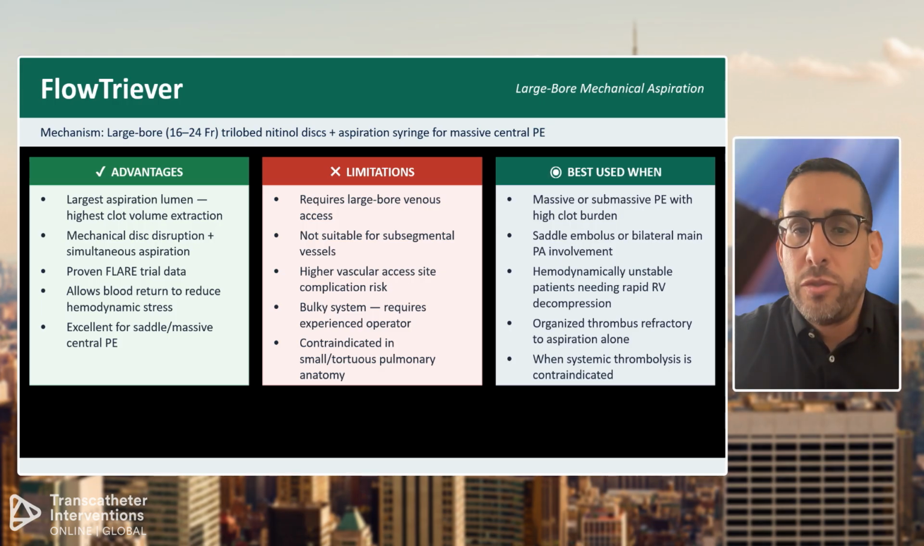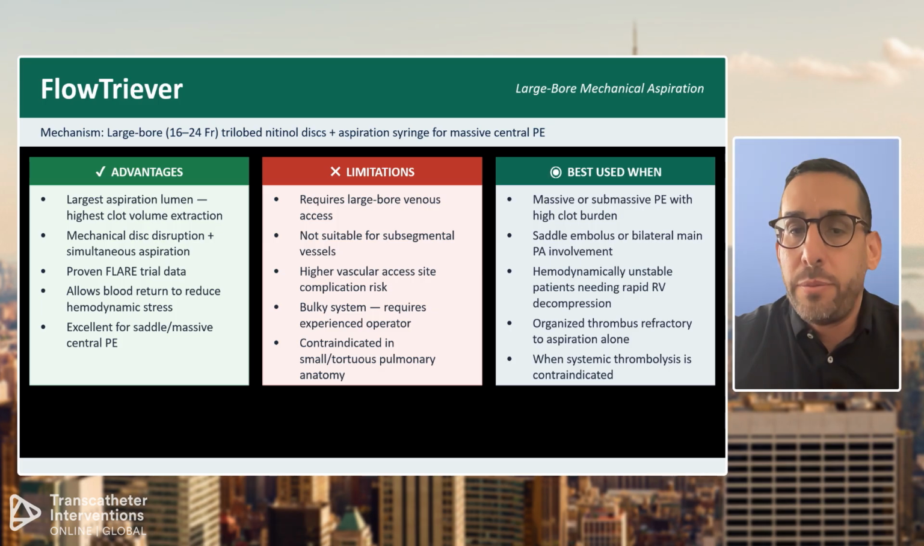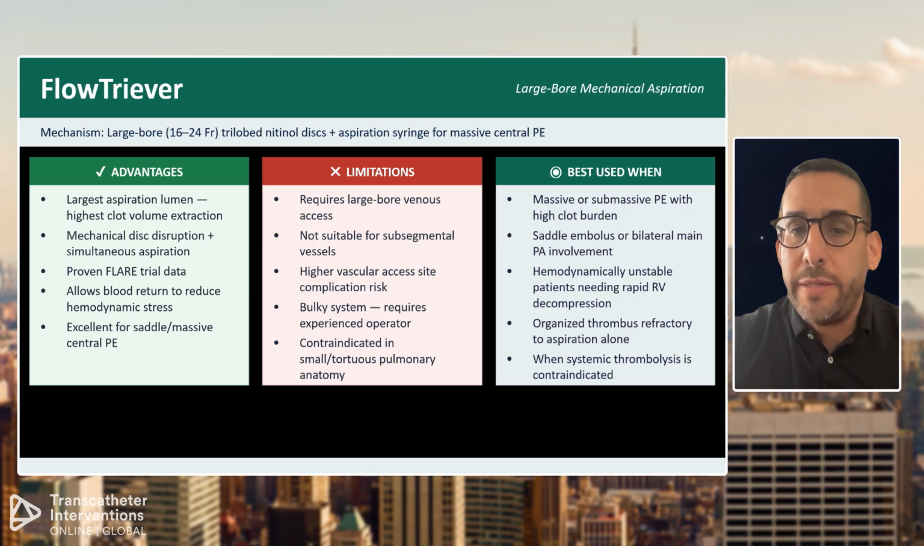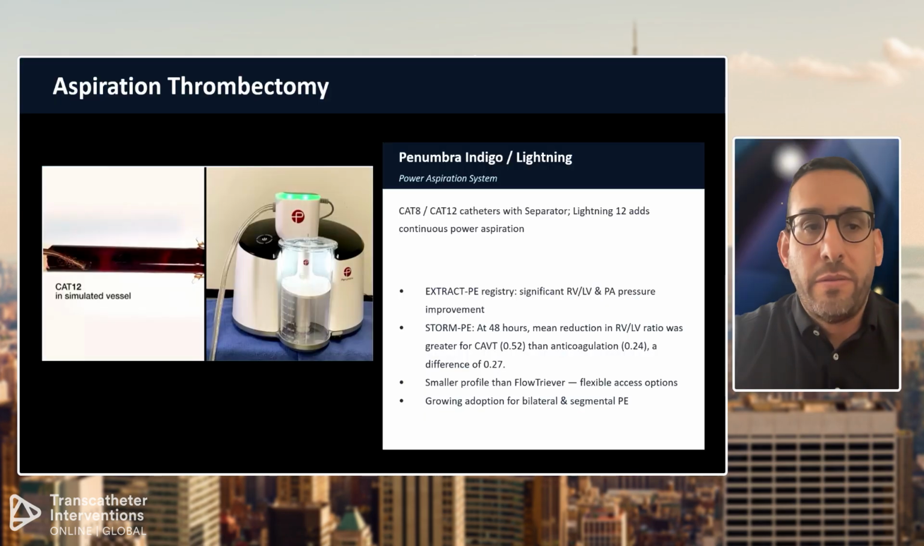I think it's best used, like I mentioned, when you have large thrombus in the proximal saddle. It's the best time. When you have patients who are hemodynamically compromised, I think it's a great device. That's usually a signal that they have a lot of proximal thrombus. And it's great when systemic thrombolysis is contraindicated, like the remainder of these devices.